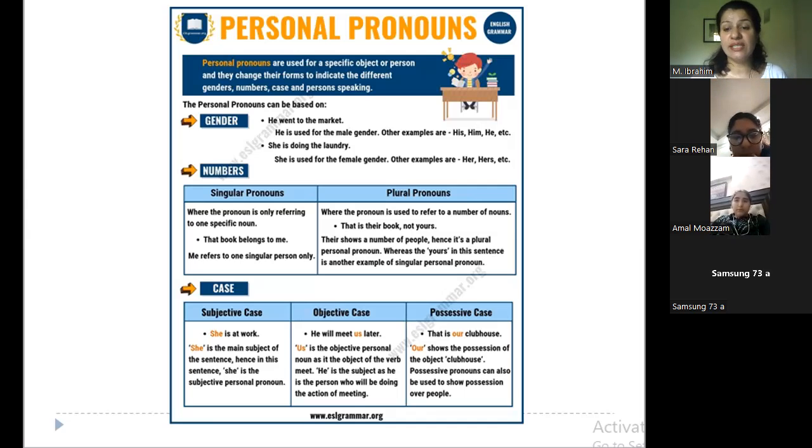Possessive case. This is our clubhouse. Possessive, remember, shows ownership or belonging. Okay, that something belongs to somebody, somebody possesses something. Okay, that is our clubhouse. Our shows the possession of the object clubhouse.